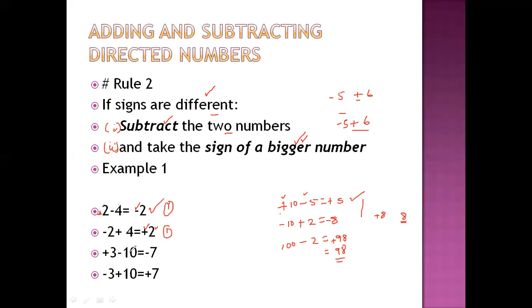Then the signs are different, 10 minus 3, you get what? This time around, you get 7, very correct, then we take the sign of the bigger number, which is 10, and that is very correct, so we give you another mark. Then this one is minus 3 plus 10, signs are different, you subtract and take the sign of the bigger number. You subtract 10 minus 3, then you get 7, then plus. That's very correct. This is what we are expecting.